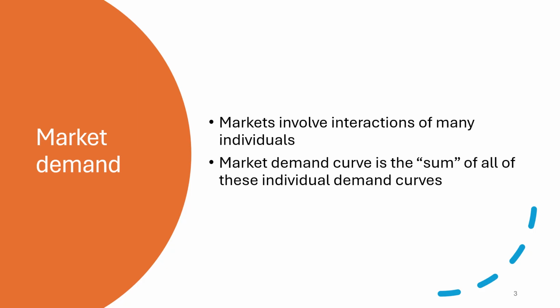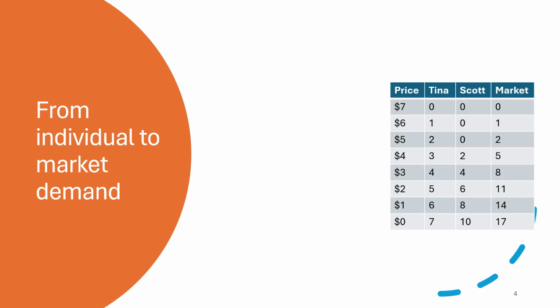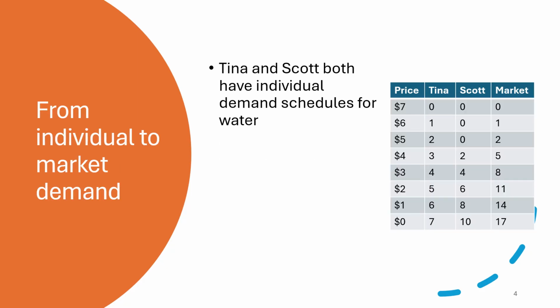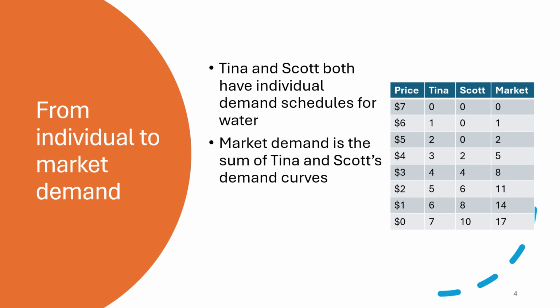To construct the market demand curve, we will sum up the quantity demanded by each of these individual demand curves for a given price. Here we have two individuals, Tina and Scott, with their own individual demand schedules for water. We can construct market demand by observing that at each price we know Tina and Scott's quantity demanded, and we can add those together to produce a market demand quantity. For example, at $4, Tina has a quantity demanded of 3, and Scott has a quantity demanded of 2. And so the market quantity demanded will be 5, because that is 3 plus 2.